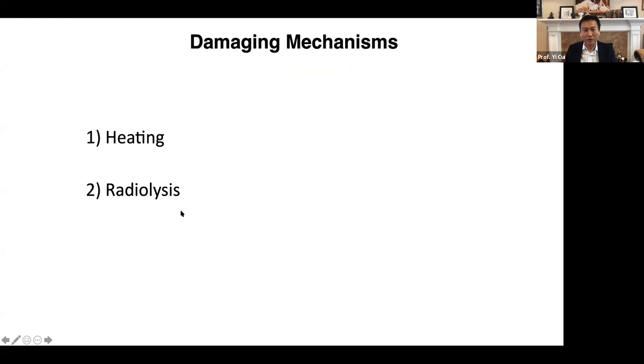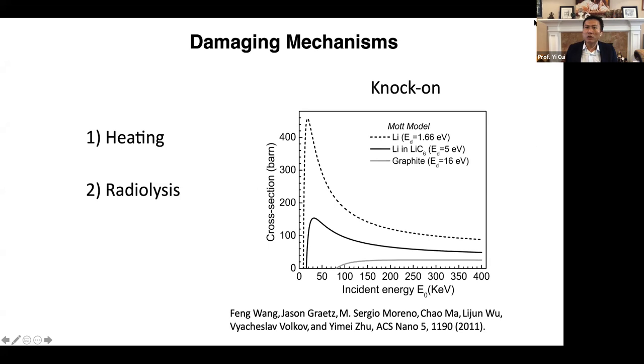So what about the knock-on damage? The knock-on should still be there. Every time we measure with 300 kV, people are surprised and say, wow, you have more knock-on damage. It turns out that metallic lithium is a very light element, and the knock-on mechanism is different from the heavy ones.